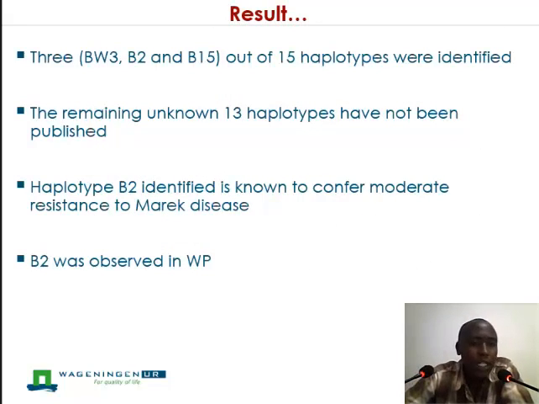Also, the results obtained showed 3 haplotypes, that is BW3, B2, and B15, were observed. These were only 3 haplotypes which were observed and identified out of the 15 haplotypes recorded in the study. The remaining 13 haplotypes still remain at large. And out of the 3 identified haplotypes, haplotype B2 is known to confer moderate resistance to Marek's disease. The population which had haplotype B2 was the West Pokot ecotype.